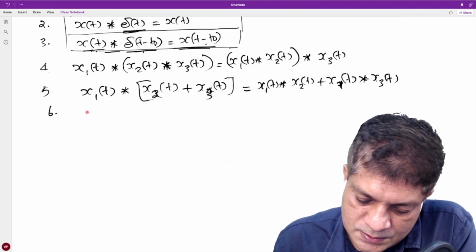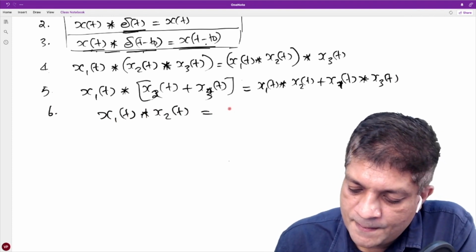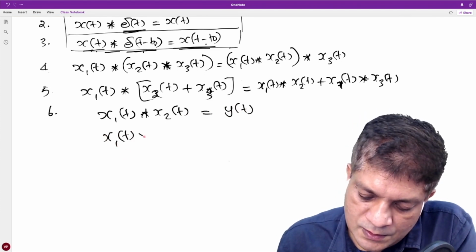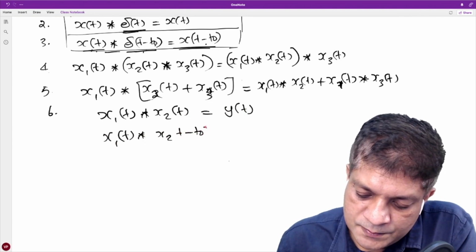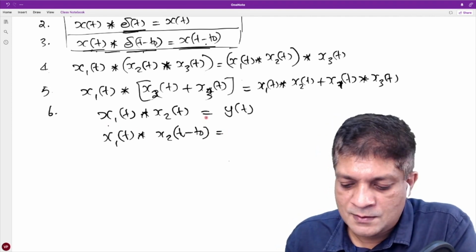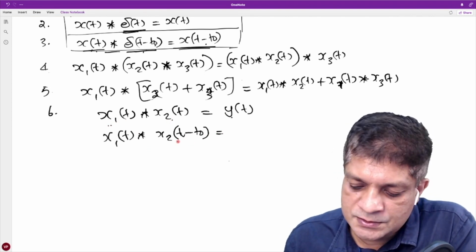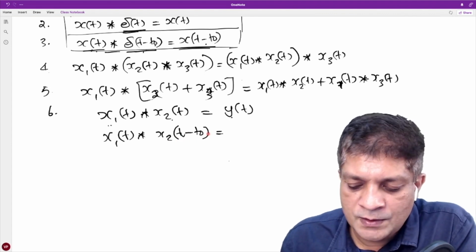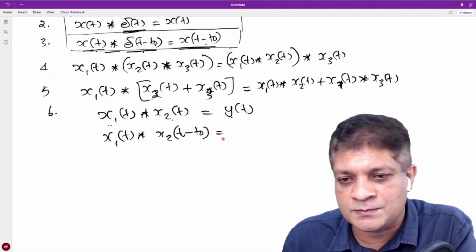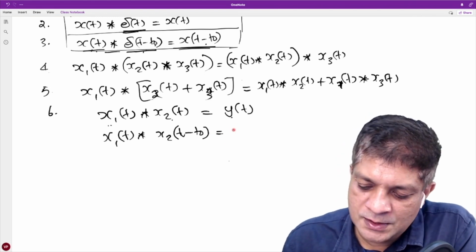Then the next property is, if x1(t) convolution x2(t) is, let's say, y(t), can you tell me what is the convolution of x1(t) with x2(t minus t naught)? y(t) is the convolution of x1(t) and x2(t). Now we are delaying one of those signals, x2(t minus t naught). What will be that convolution? I think we have seen some examples of this. If we delay one of the signals, what happens? It is y(t minus t naught), y(t) also delayed by the same amount.